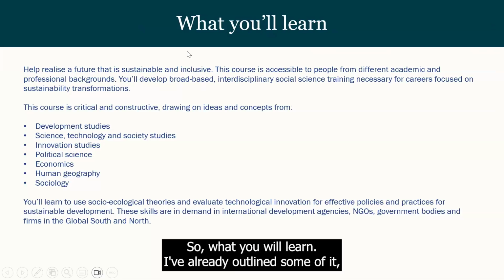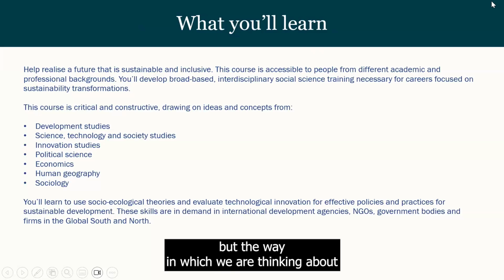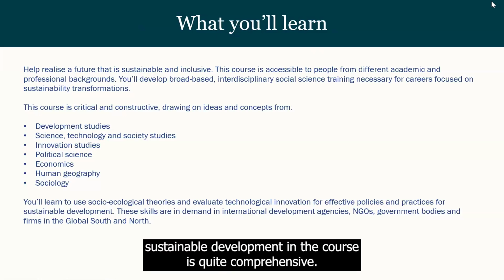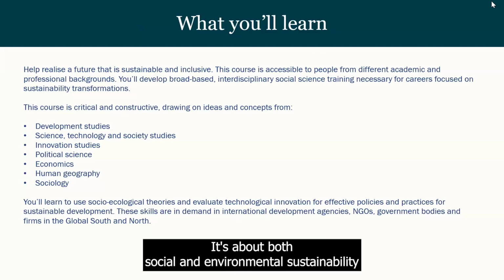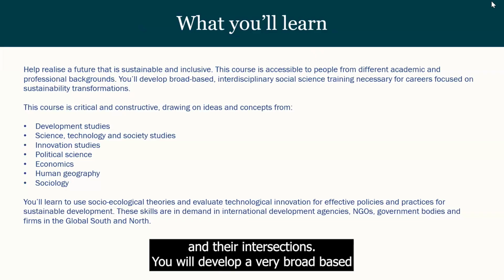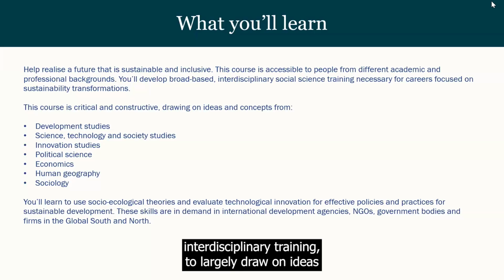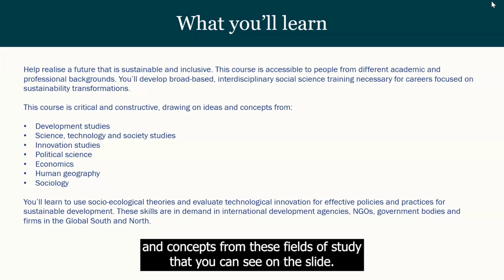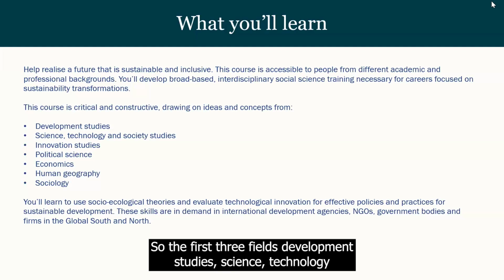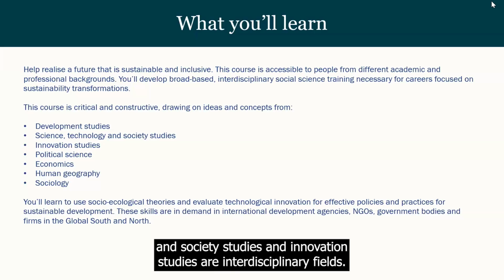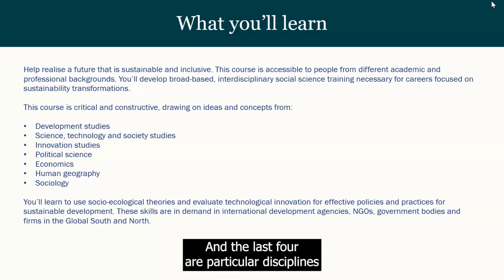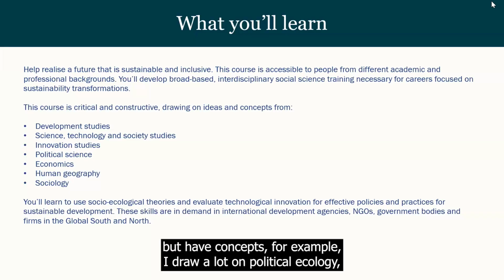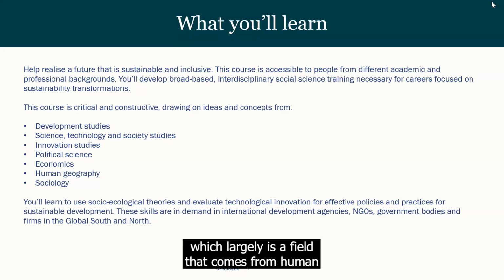Right. So what you will learn, I've already outlined some of it, but the way in which we are thinking about sustainable development in the course is quite comprehensive. It's about both social and environmental sustainability and their intersections. You will develop a very broad-based interdisciplinary training. We largely draw on ideas and concepts from these fields of study that you can see on the slide. So the first three fields, development studies, science, technology, and society studies, and innovation studies, are interdisciplinary fields, right? And the last four are particular disciplines, but have concepts, for example, I draw a lot on political ecology, which largely is a field that comes from human geography and anthropology.